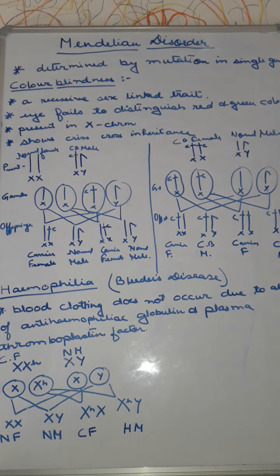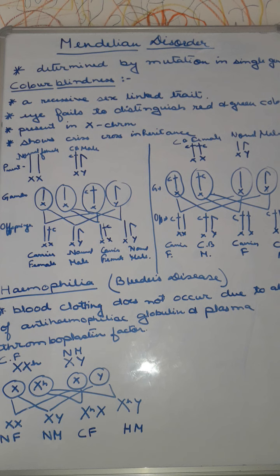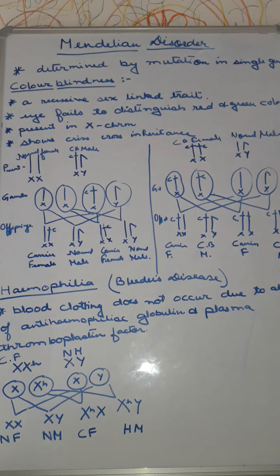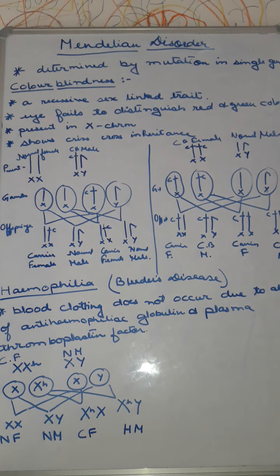Now let us first study color blindness. Color blindness is a recessive sex-linked trait. In this particular disease, the person suffering from it fails to distinguish between the red and the green color. That means red doesn't appear red to him, and green doesn't appear green to him, so he cannot distinguish those two colors. That disease is called color blindness.